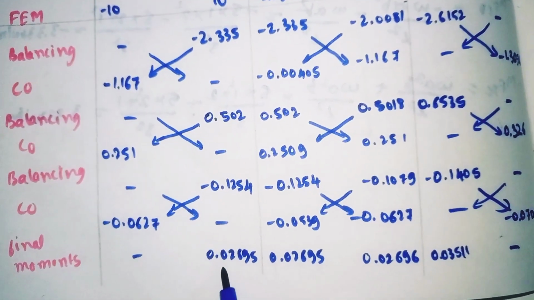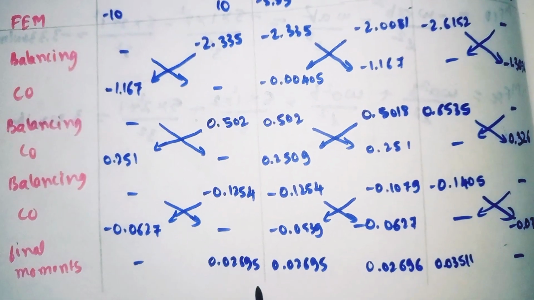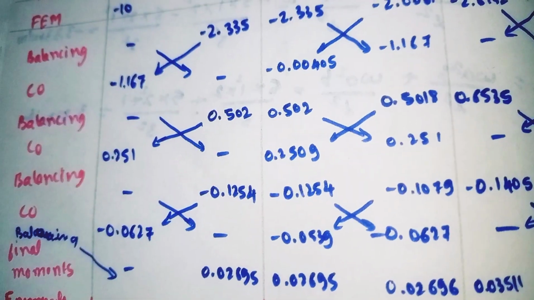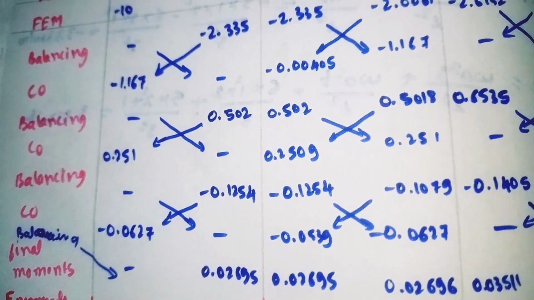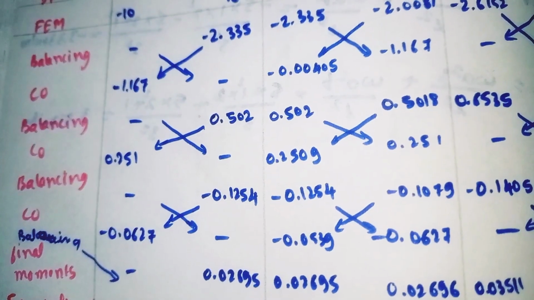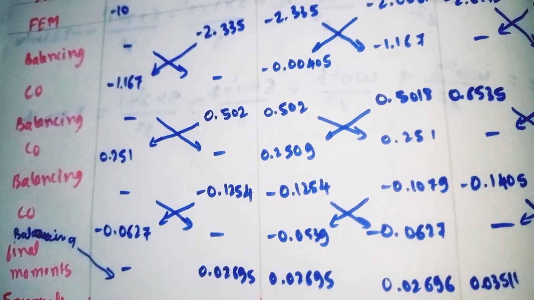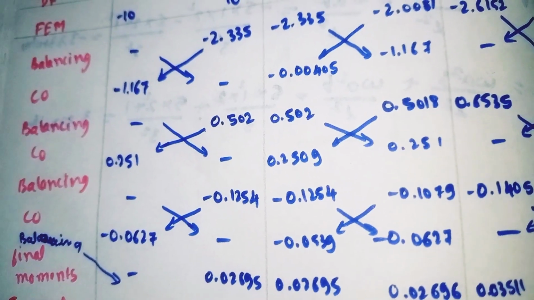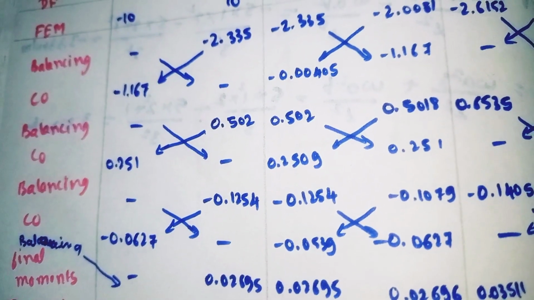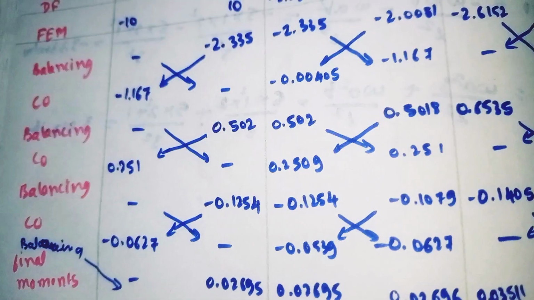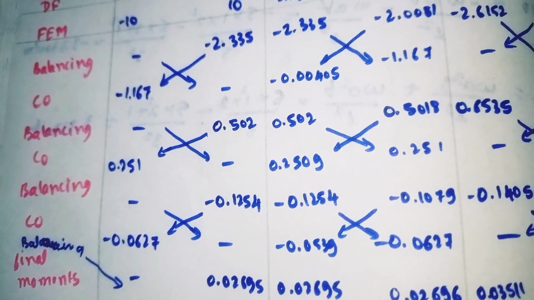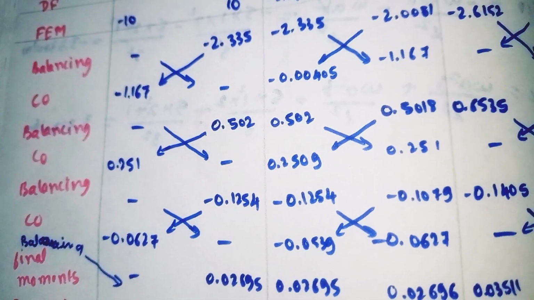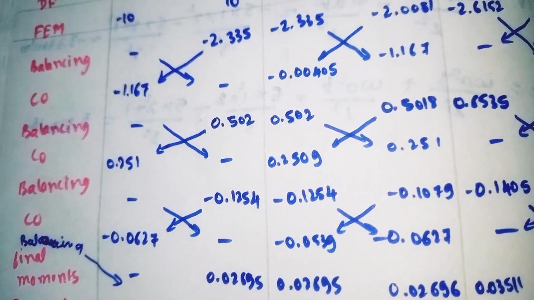Almost now I got the value 0, so I am stopping here. You should always end your problem at balancing only. Unless there is nothing to balance, then only you can stop at the carry over. That problem also I have explained in my previous video. I have done one problem, you can go through that video.